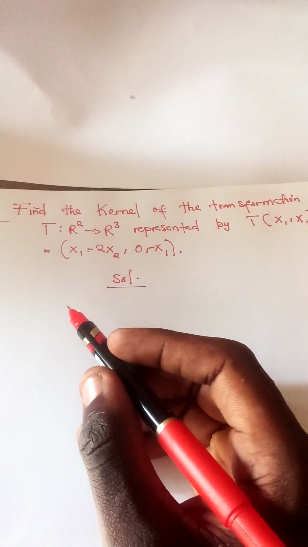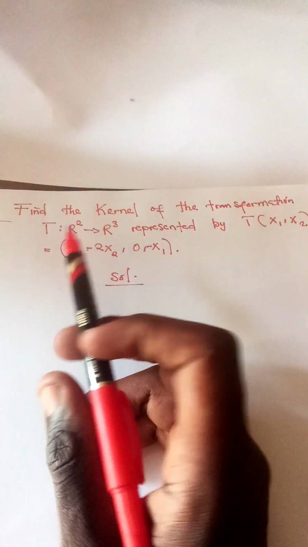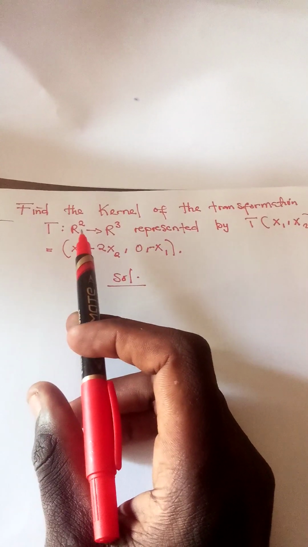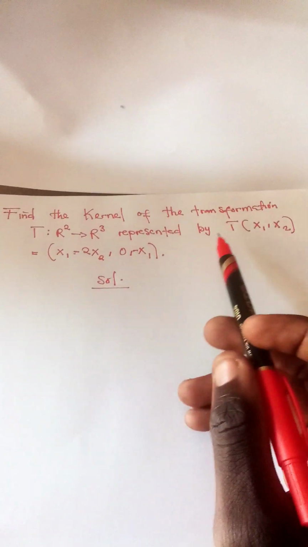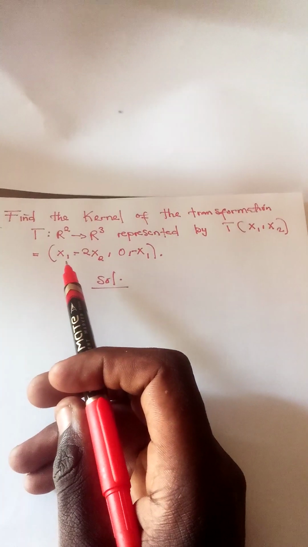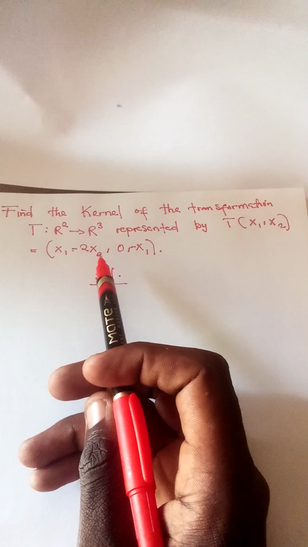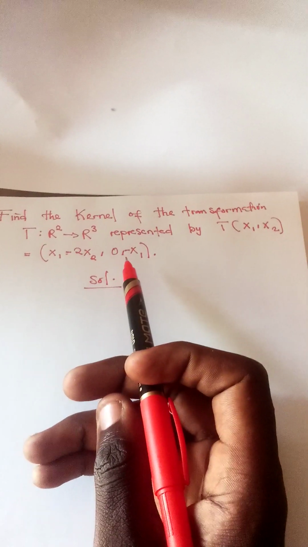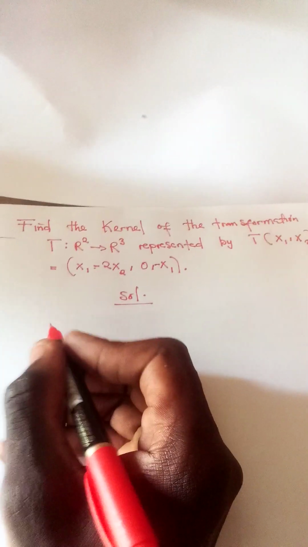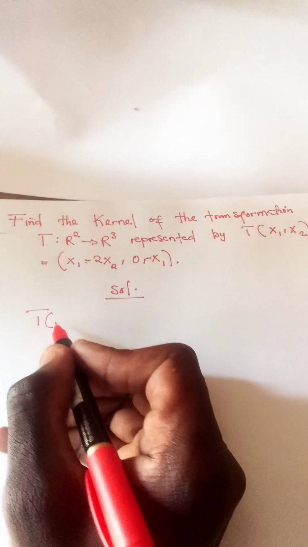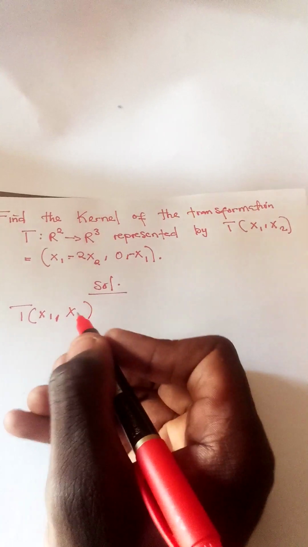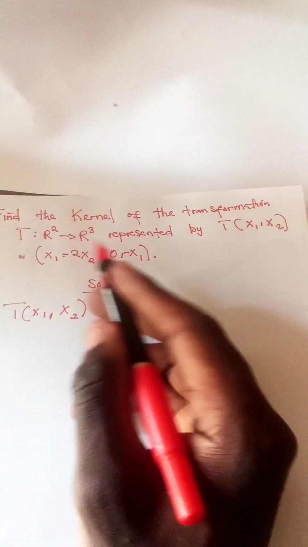So the question is on a kernel, it's under linear algebra. Find the kernel of the transformation T such that R2 maps to R3 represented by T of x1, x2 equals x1 minus 2 x2, 0, negative x1. So this question is very straightforward. First of all, you will say T of x1, comma x2, like this, then it should be equated to this which is up here.